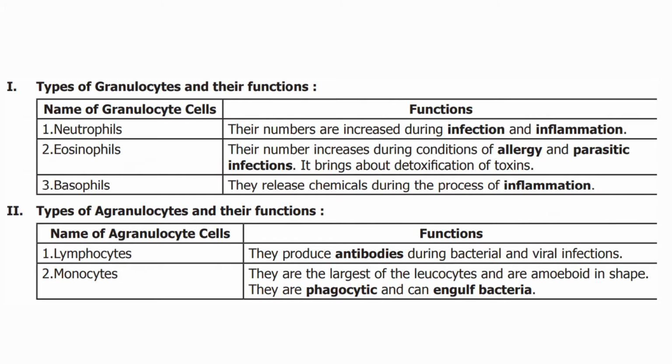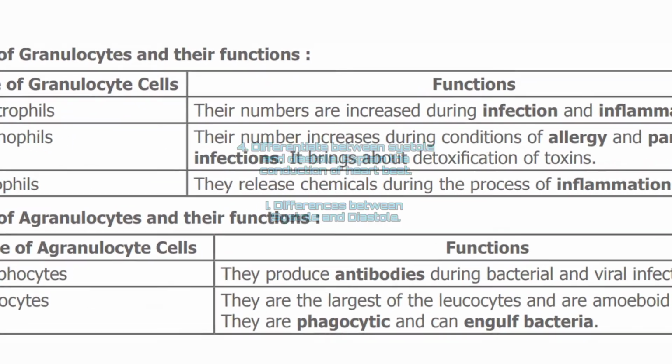Types of agranulocytes and their functions. The agranulocyte cells are lymphocytes and monocytes. Their functions are: lymphocytes produce antibodies during bacterial and viral infections. Monocytes are the largest of the leukocytes and are amoeboid in shape. They are phagocytic and can engulf bacteria.